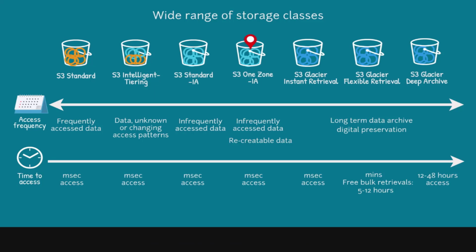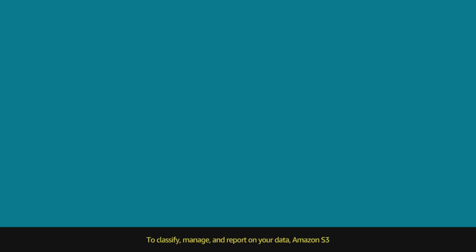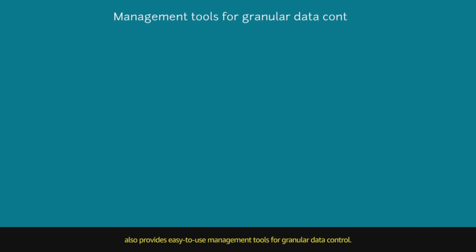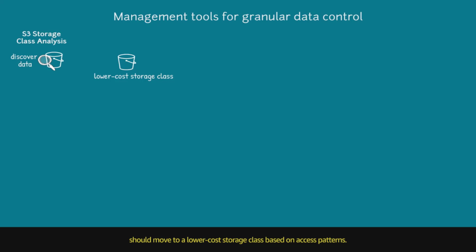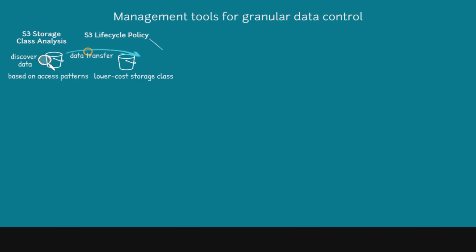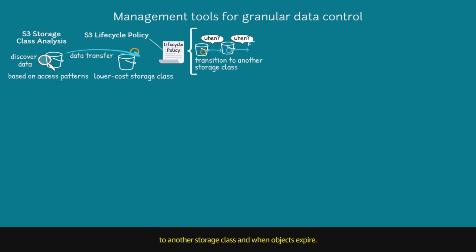and use cases. To classify, manage, and report on your data, Amazon S3 also provides easy-to-use management tools for granular data control. You can use S3 Storage Class Analysis to discover data that should move to a lower-cost storage class based on access patterns. Then you can use this information to configure an S3 lifecycle policy that makes the data transfer. An S3 lifecycle policy defines when objects transition to another storage class and when objects expire. It helps to manage your objects so that they are stored cost-effectively throughout their lifecycle.